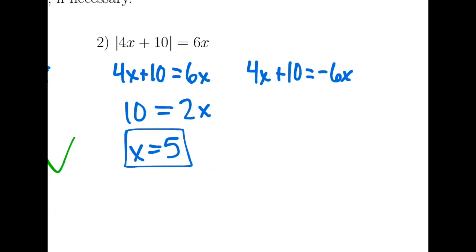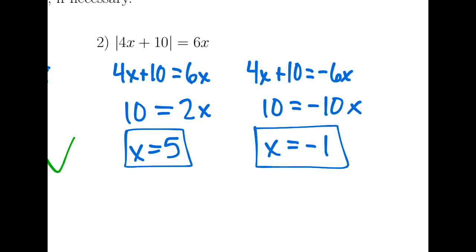Then subtract 4x, and we would have 10 equals negative 10x. Divide by negative 10, and x is negative 1. So there are two solutions. Let's see if those actually check out.